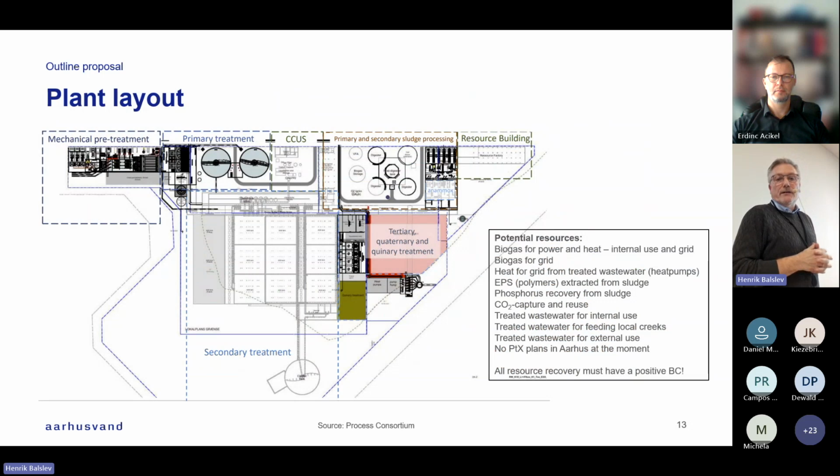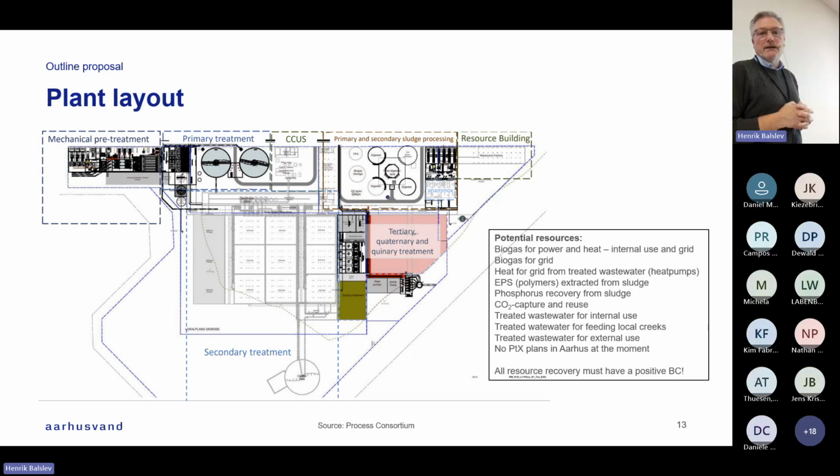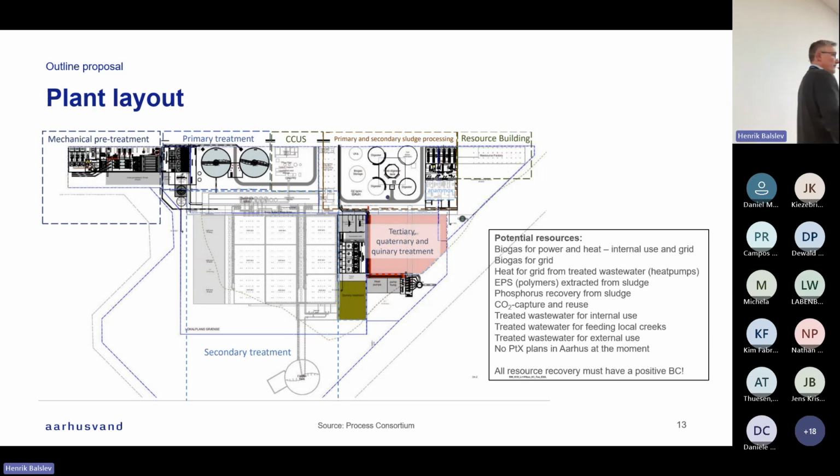Then of course we have the tertiary, quaternary, and quinary treatment, at the pink square up there. And we have all of the sludge treatment, utilizing the sludge for biogas production. We have digesters, we have CHP units, and we have dewatering of sludge. And then to the far right, we have what we call a resource building, because we have a vision of creating, we say, the world's most resource effective wastewater treatment plant.